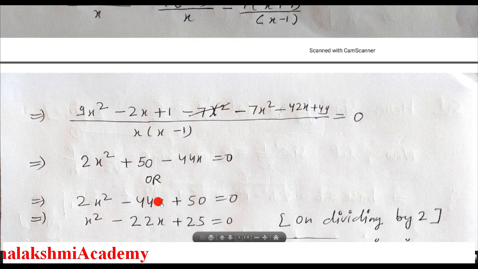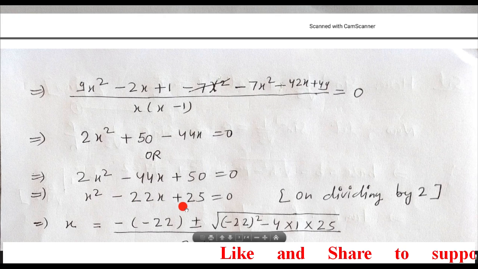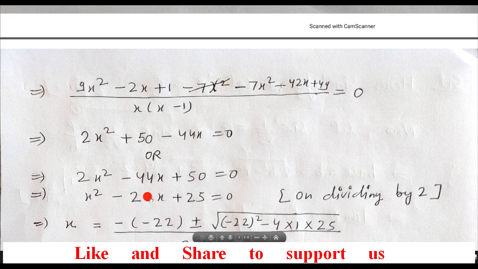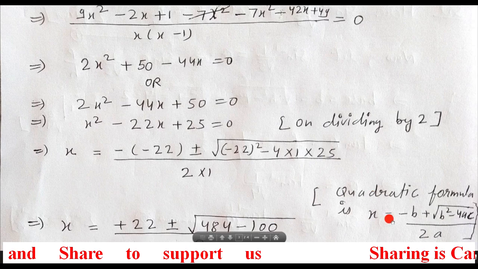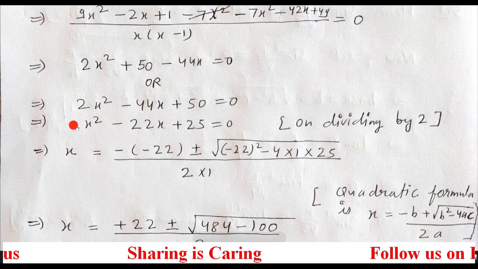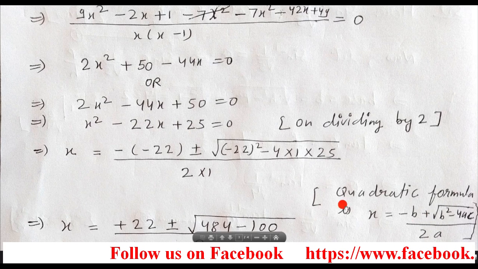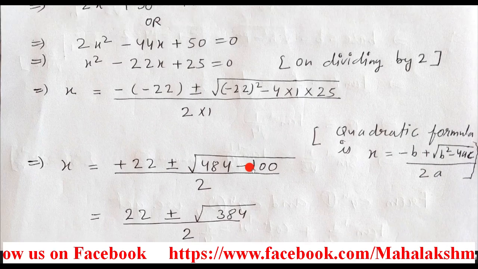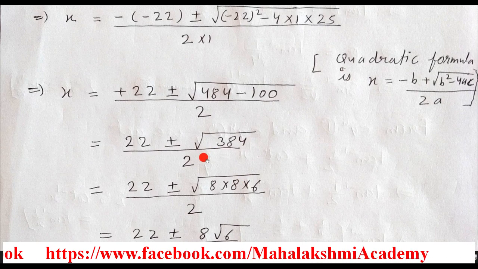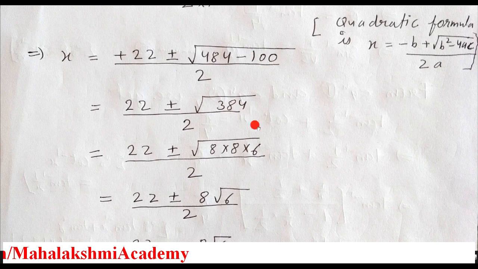Now we arrange it in the form of a quadratic equation, which gave us 2x square minus 44x plus 50, and we divide it by 2, so that gave us this. Now we cannot solve it by factorization, so I opted for the quadratic formula. The quadratic formula is minus b plus or minus root of b square minus 4ac upon 2a. So here a is 1, b is minus 22 and c is 25. I put the values in this quadratic formula and obtained this. Now this is simplified and we obtained the last step. We will subtract directly and then factorize it so that we can take the term outside. Here we got 8.